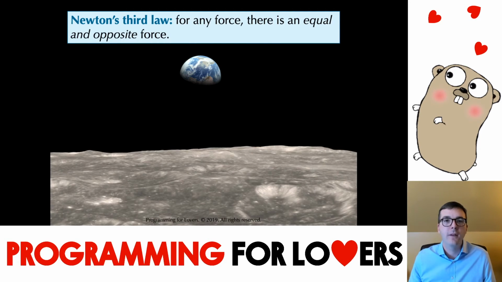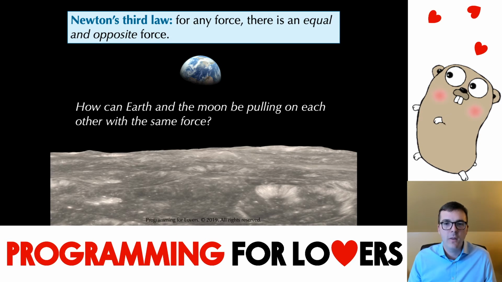Newton's third law that says any force has an equal and opposite force. And this will always confuse students. I know it confused me to think that this means that the Earth and the Moon, or the Earth and you, are pulling on each other with the same force. You feel the force of gravity downward towards the center of the Earth, but you're pulling on the Earth with the same force.